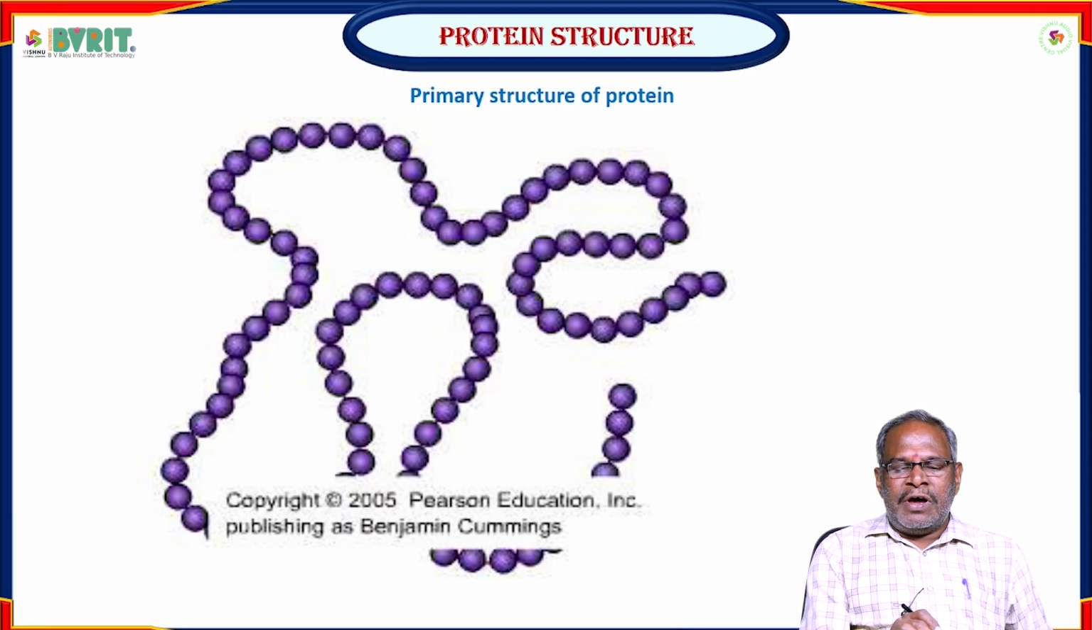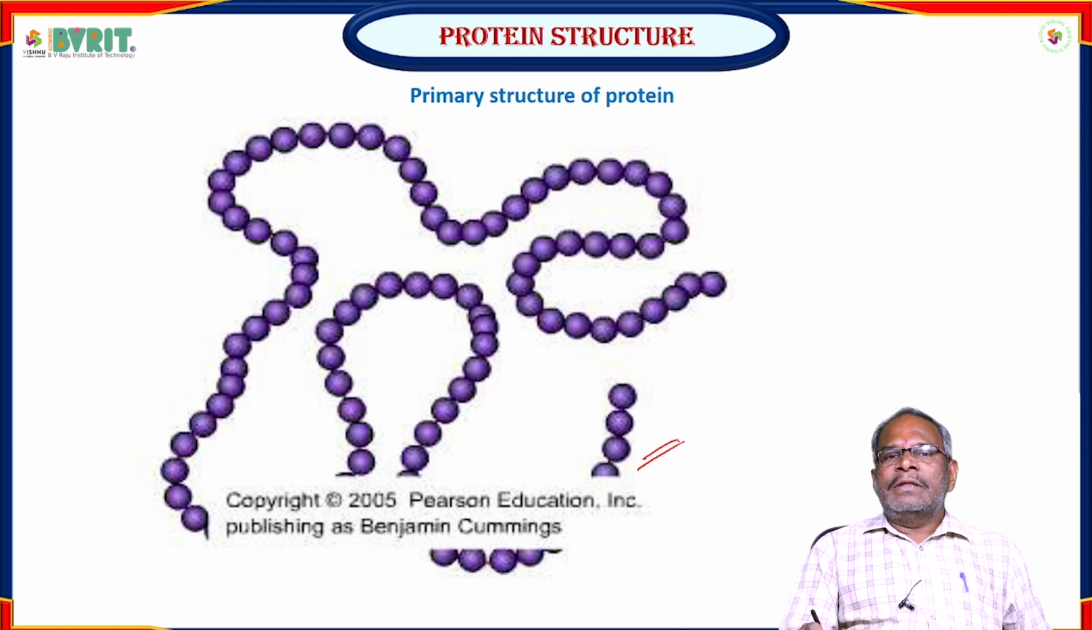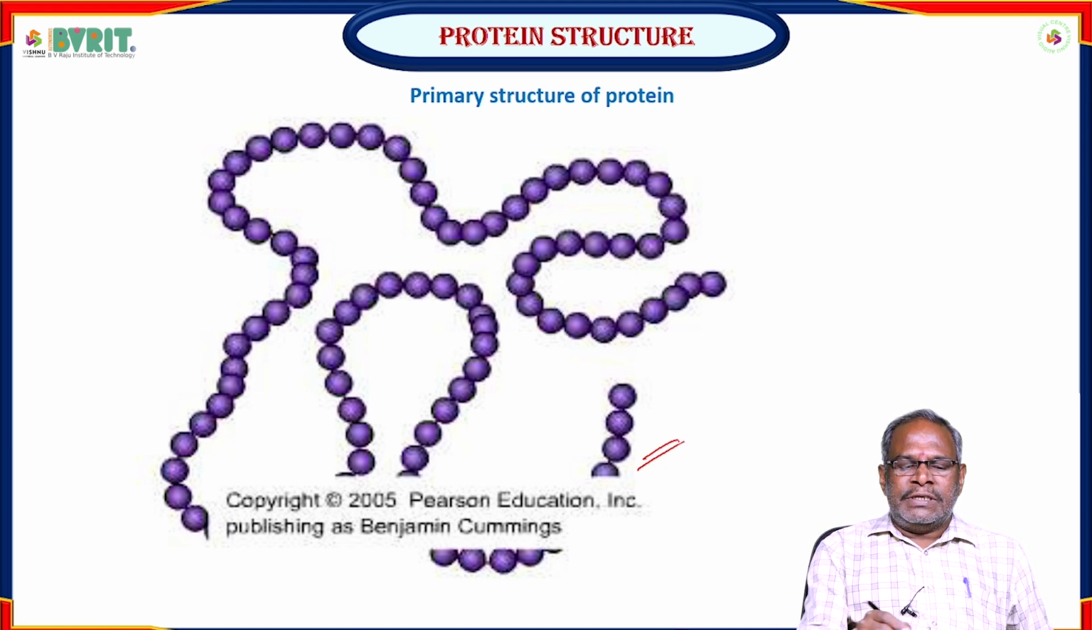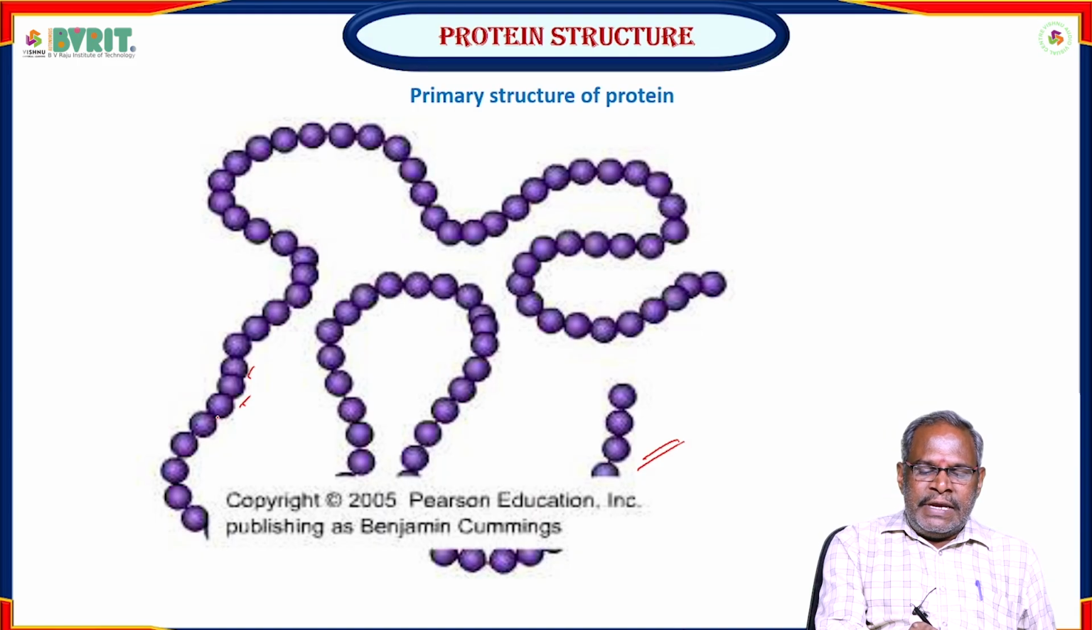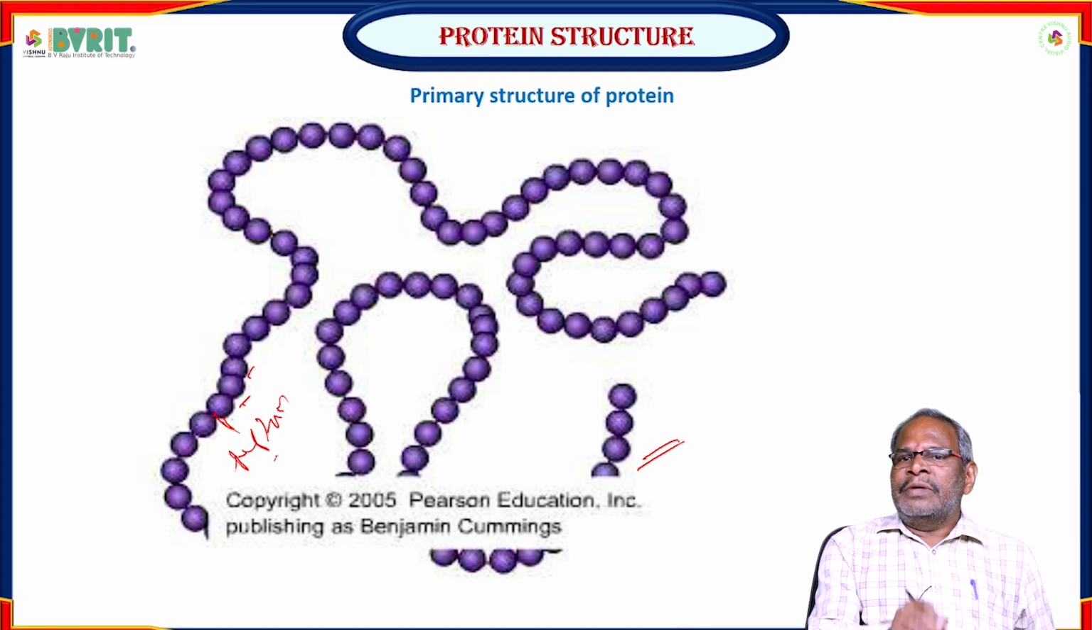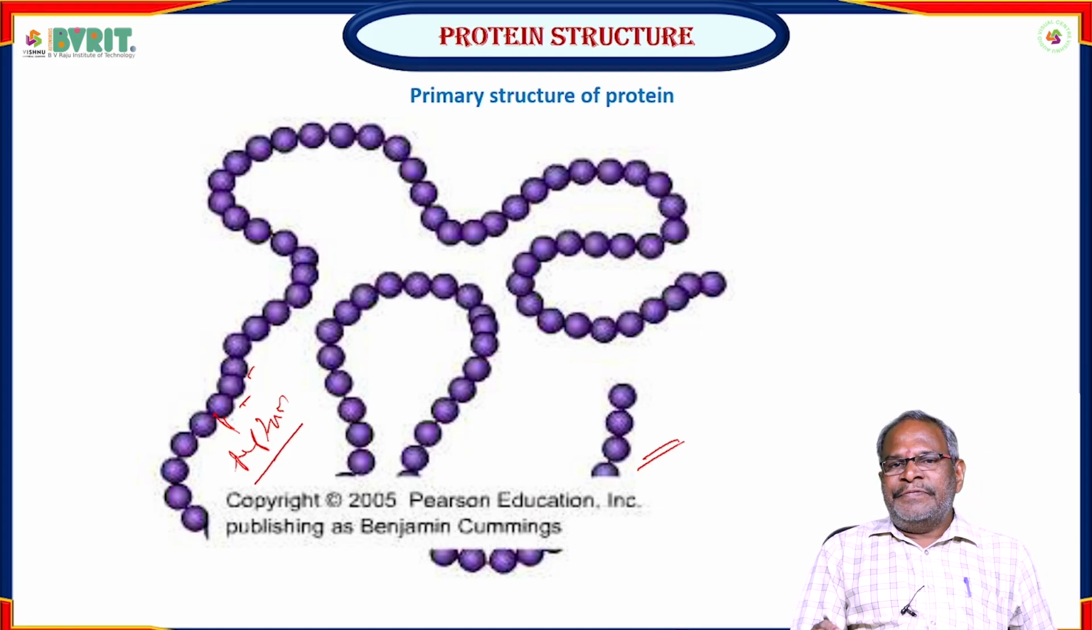This is the primary structure of the protein. This is not a chemical formula. This is the physical structure of the protein molecule. Each round circle is one amino acid. The joining link between them is called the peptide bond. The peptide bond, C double bond O NH, is the peptide bond formula. This is the physical structure of the protein molecule.